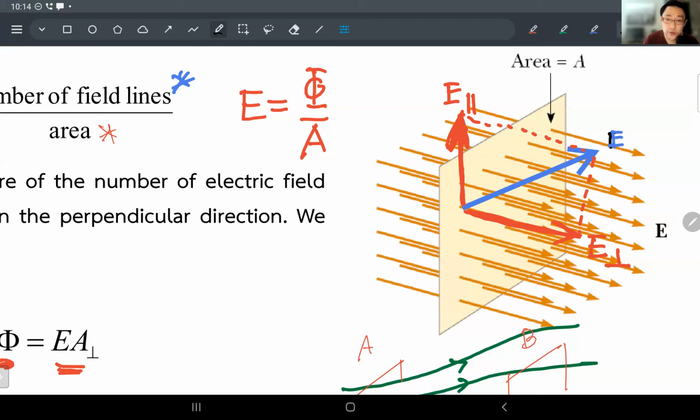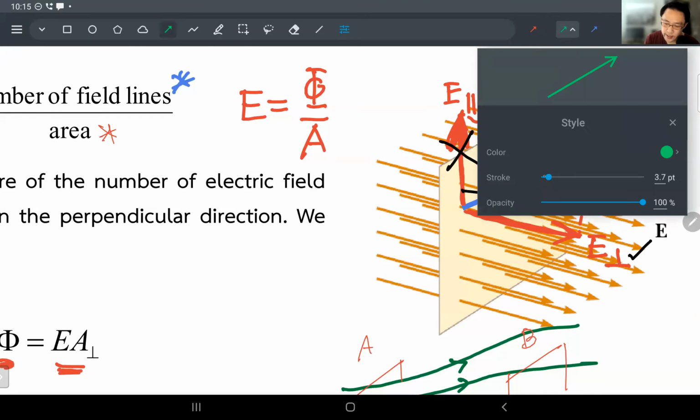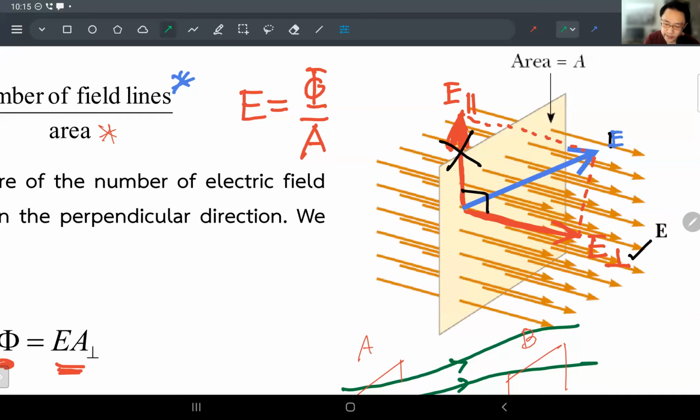Which one do you want to count? Of course, you count the E perpendicular, because when you say penetrating, I want the penetration to happen at 90 degrees. That's the one you want to count. The parallel one, no, I don't want to count it. Now you have a good idea of what happens if you have another electric field line that goes like this. Okay, look at this.